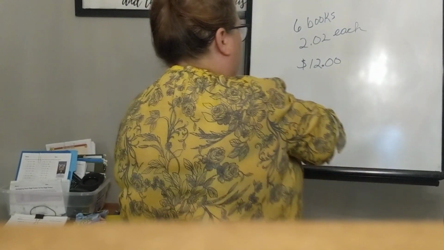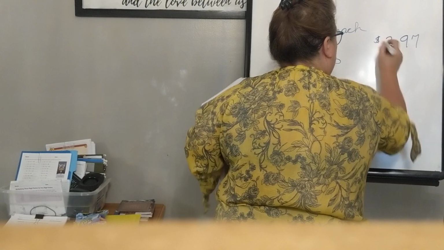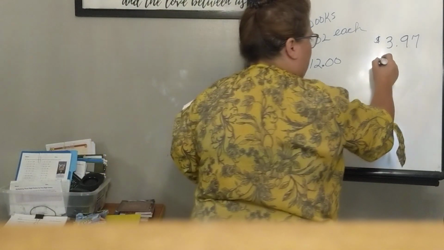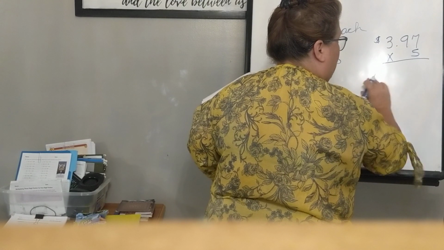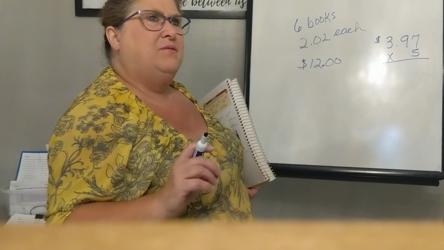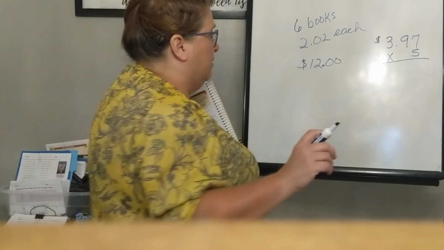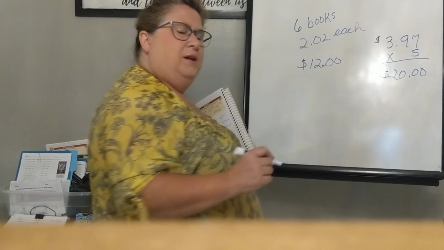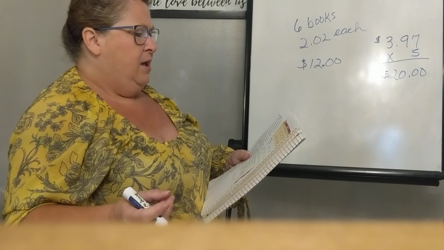Let's say you wanted to buy something that costs $3.97, and you're trying to estimate how much it would cost if you were going to buy 5 of those items. You could say 3.97 times 5 and get a real answer, or you could just estimate. Is $3.97 closer to $3 or closer to $4? It's definitely closer to $4, so you could say 4 times 5 is 20, so your estimated answer would be about $20. So you're getting a rounded figure, okay?